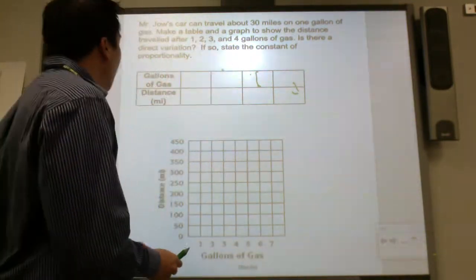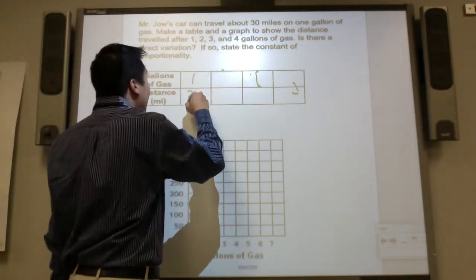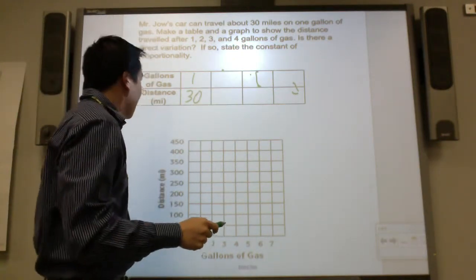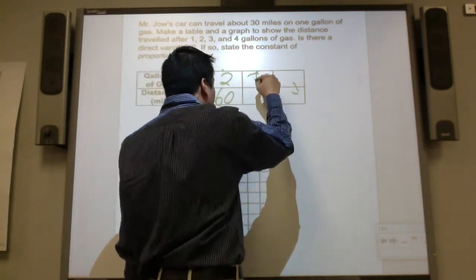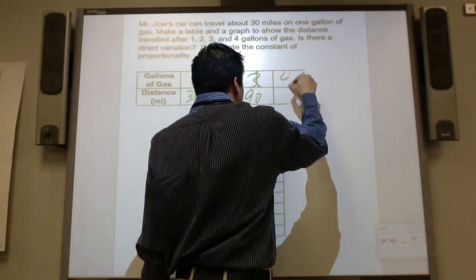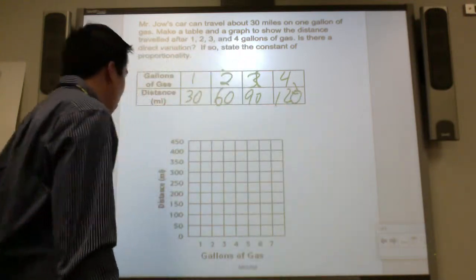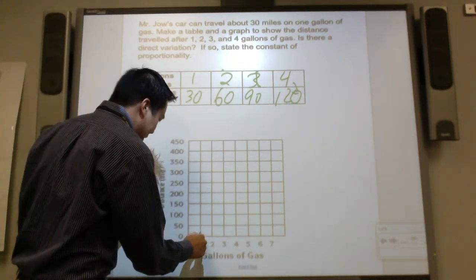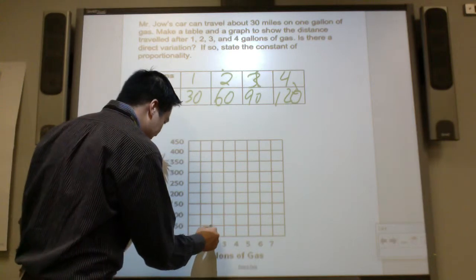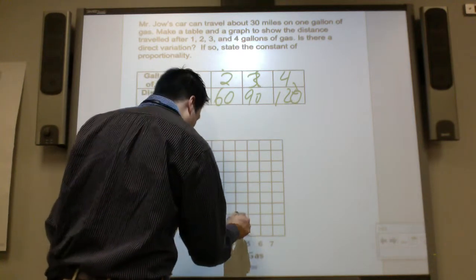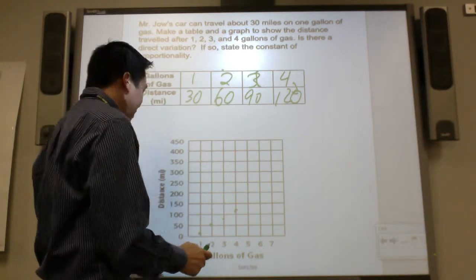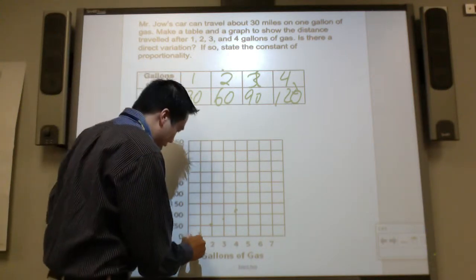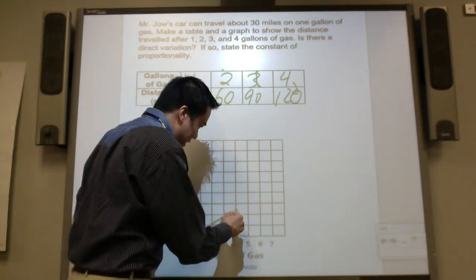For example, 1 gallon of gas, I can drive 30 miles with it. 2 gallons of gas, I could drive 60. 3 is 90. 4 is 120. So let's graph this. 1 gallon of gas is 30, 2 is 60, 3 is 90, 4 is 120. I'm going to connect the dots because as I am using gasoline, I am continually driving. It's continuous.